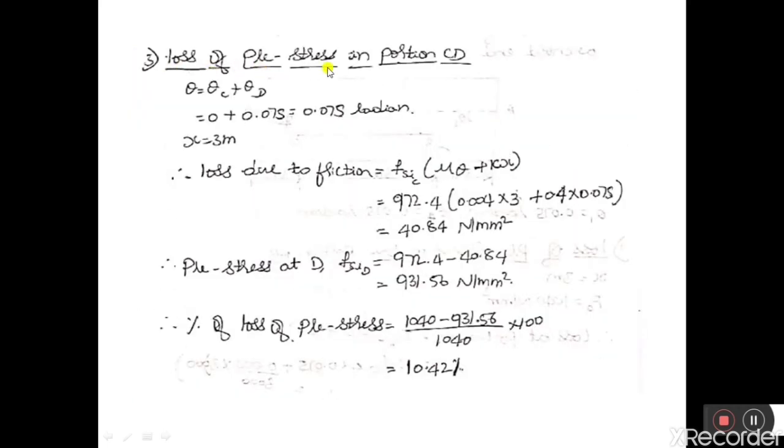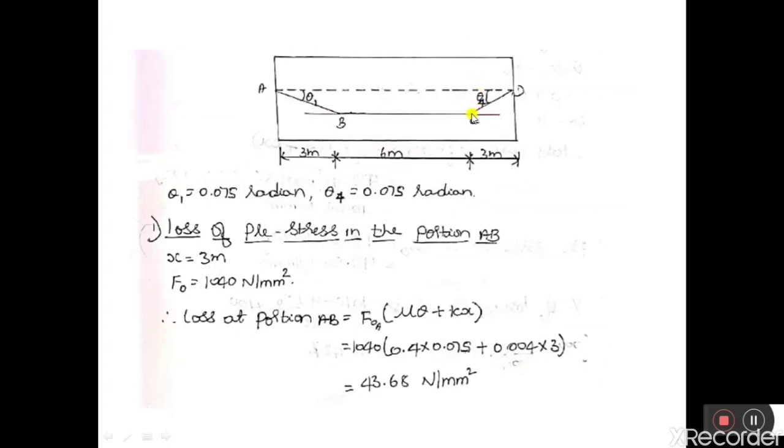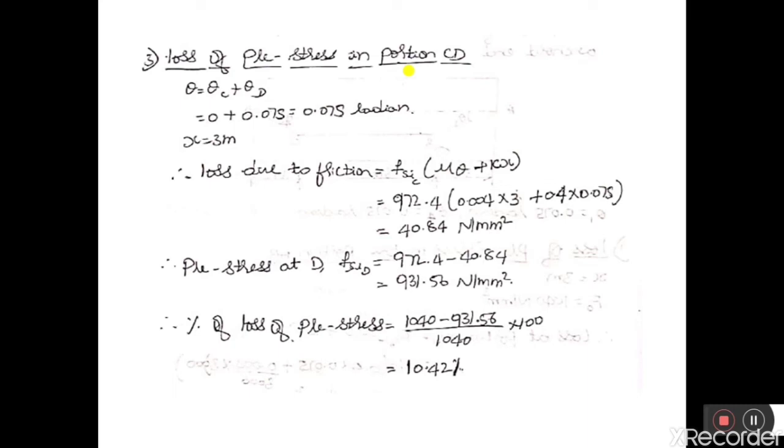So, loss of pre-stress in the portion CD. In the portion CD, the angle at C with respect to horizontal is 0, and the angle with respect to horizontal at D, that is theta 4, is equal to 0.075. Therefore, theta is equal to theta C plus theta D, so 0 plus 0.075. Therefore, theta is equal to 0.075 radian and X is equal to 3 meter.